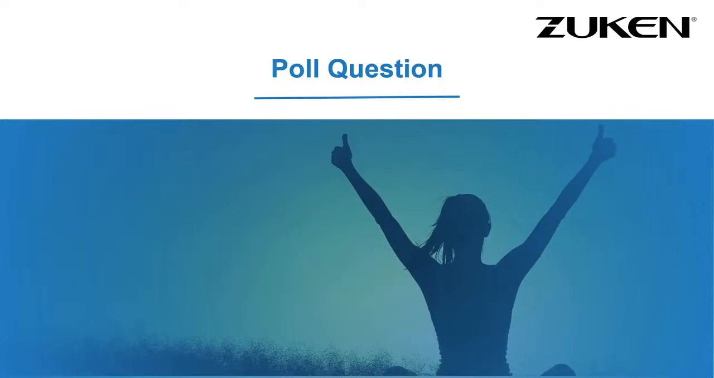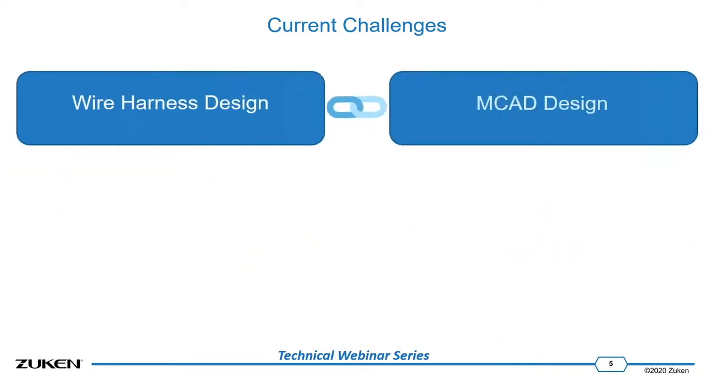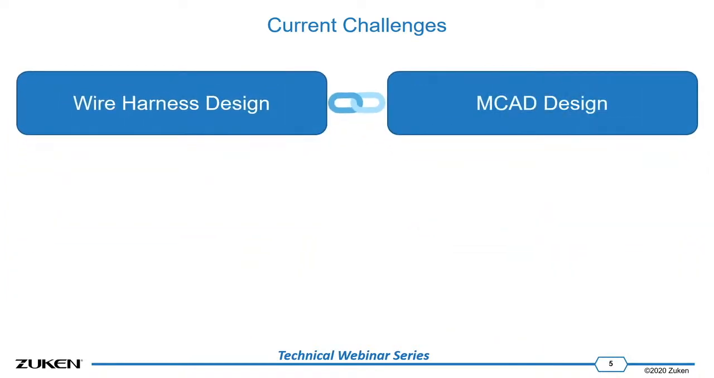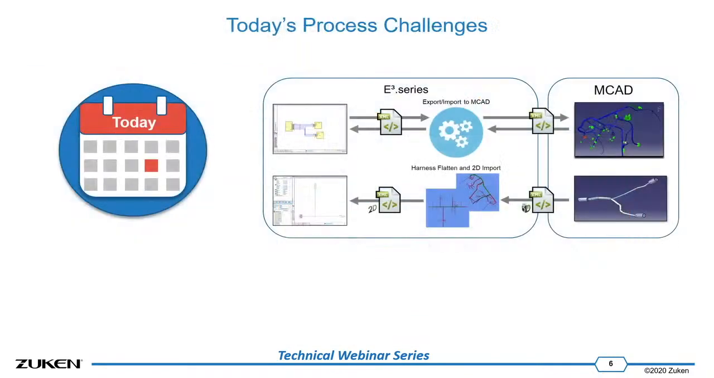All right, thank you very much. So what we want to talk about today is some of our current challenges of linking between our schematics and the MCAD design, and how do we fix that and what is needed, and then ultimately getting to our end goal of a manufactured harness. And so this is some of the challenges we have today. I'd like to go into the next slide here, showing a quick process flow of what we have today.